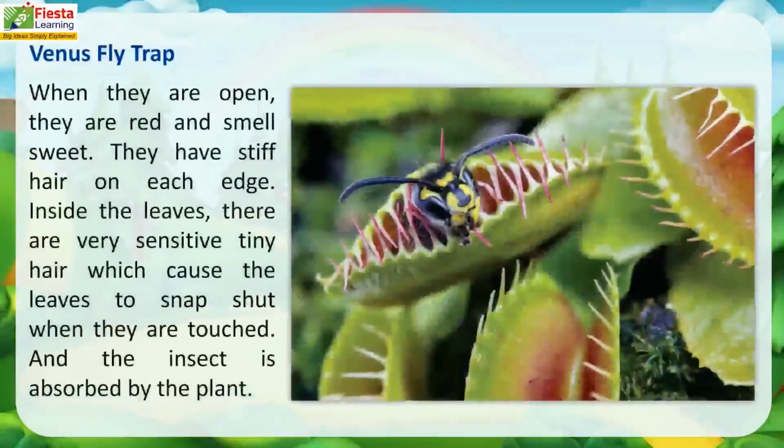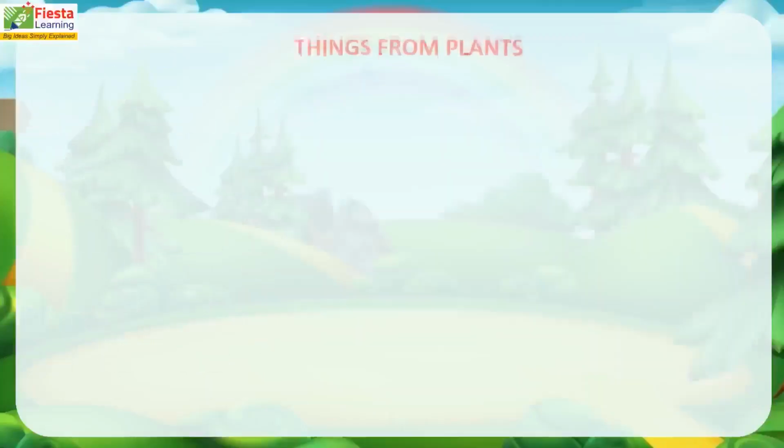Venus flytrap. When they are open, they are red and smell sweet. They have stiff hair on each edge. Inside the leaves there are very sensitive tiny hairs which cause the leaves to snap shut when they are touched, and the insect is absorbed by the plant.